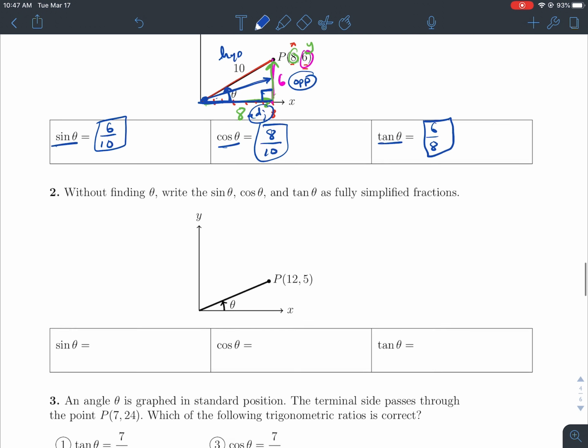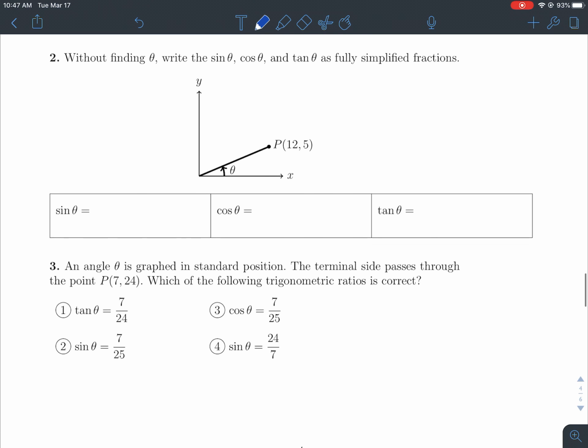So next up, you can use this idea pretty frequently. So I'm going to ask a couple of challenging extension questions to this one. So without finding theta, write the sine of theta, cosine of theta, and tangent of theta as fully simplified fractions. So immediately I write sine is opposite, so, SOHCAHTOA. Okay, and we need a triangle.